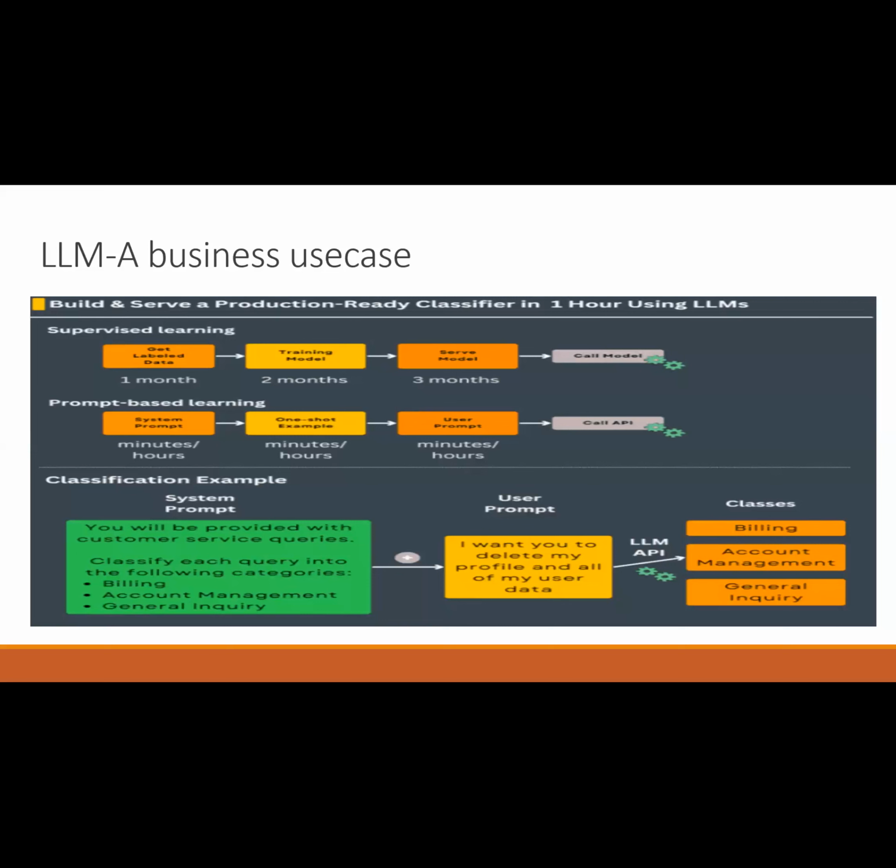Oh, okay, sir. So next is the business use case. This one explains how the business use case is supported by LLMs. When we do it manually, if we want to classify anything, we can use supervised learning, which takes a duration of 2 to 3 months. If we do it using an LLM, it can take only hours and minutes. So this is how it simplifies our task.